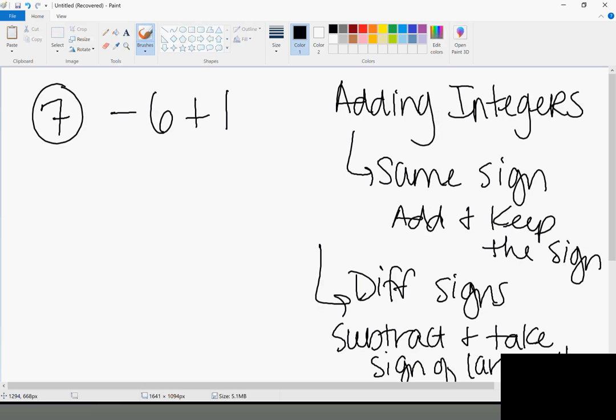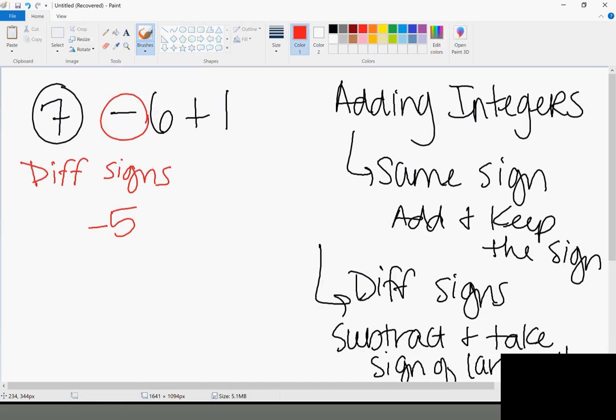Okay, so right here, -6 plus 1. This is negative, this is positive. So we have different signs. Ignore the signs right now and just subtract 6 and 1. So if we subtract 6 and 1, that's going to be a 5. But then the 6 and the 1, which one is bigger? The 6 is bigger. And what's the sign of that 6? Negative, so it's going to be -5.